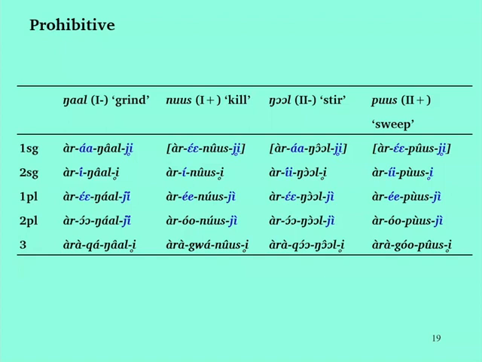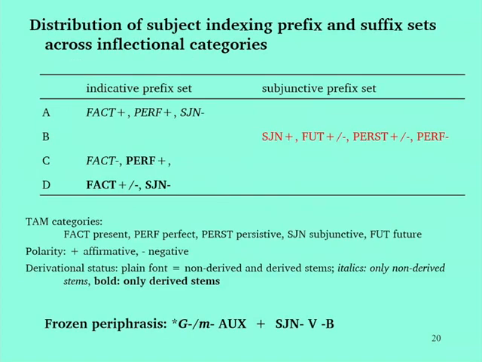Now, this table is quite complex. It presents a concise overview of subject marking or subject indexing prefix and suffix sets across tense, aspect, and mood paradigms in Datooga, taking into account their dependency on two further distributional criteria, and that is polarity and derivational status of the verb.